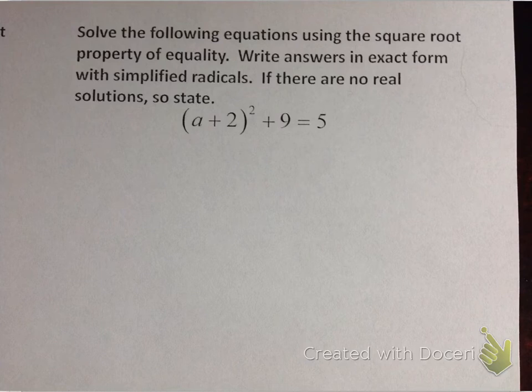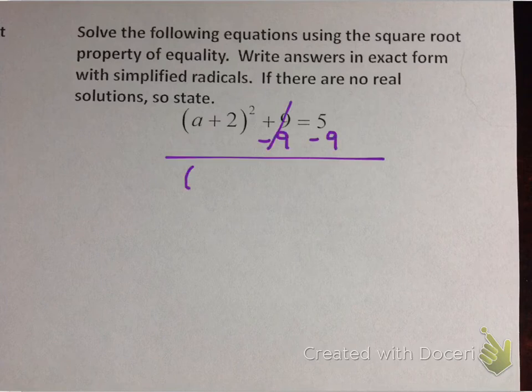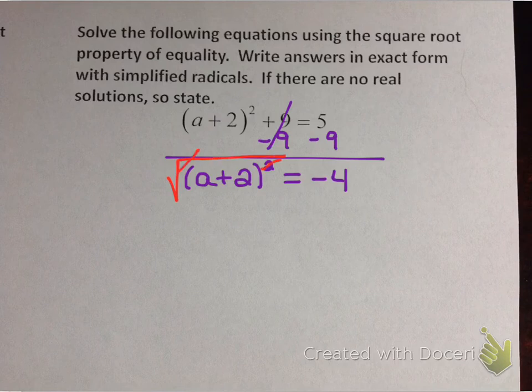Okay, so then the last example we're going to try is going to involve complex number solutions. So I subtract the 9 to move it over. So I have a plus 2 squared is equal to -4. And so what that means is that when I square root both sides, I square root the left to get rid of the squared with my a plus 2, and when I square root this side, and don't forget the plus or minus, I'm going to get an imaginary answer.